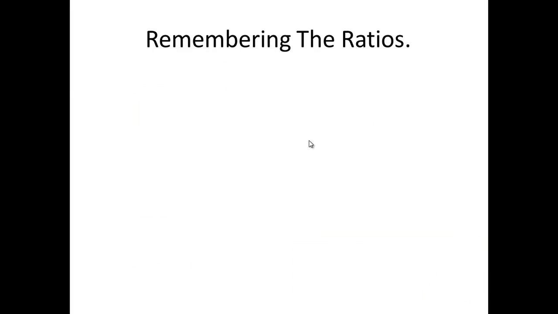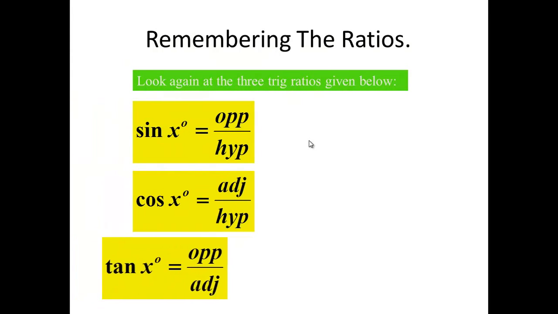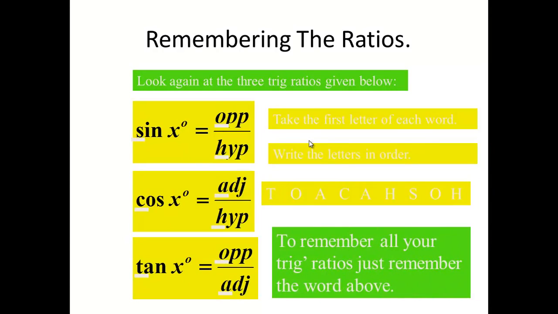How do we remember the ratios? Now, if you look at the three Trigo ratios given below, and if we take the first letter of each word, and we write the letters in order, you have this sentence called TOA CAH SOH. To remember all the Trigo ratios, just remember the word above, TOA CAH SOH.